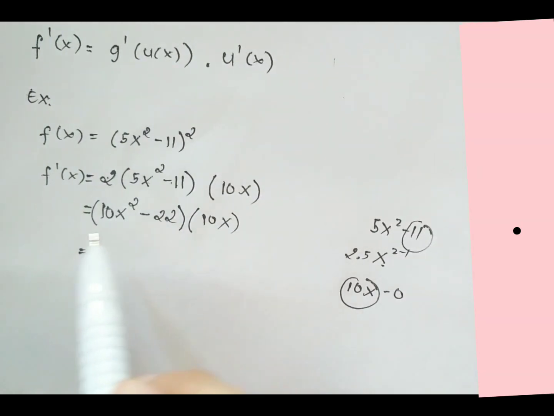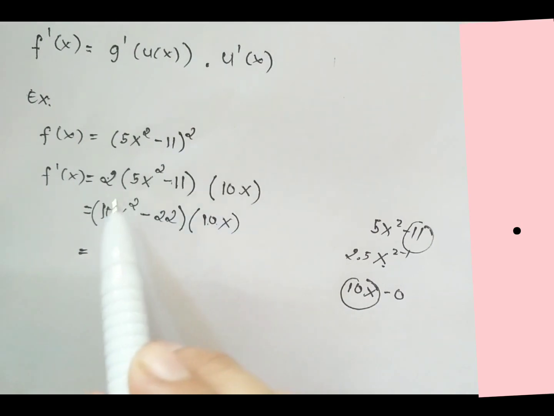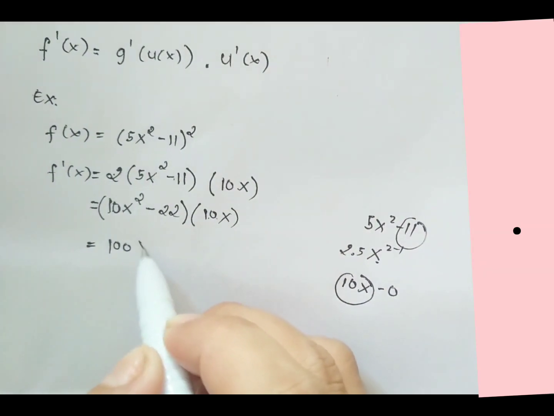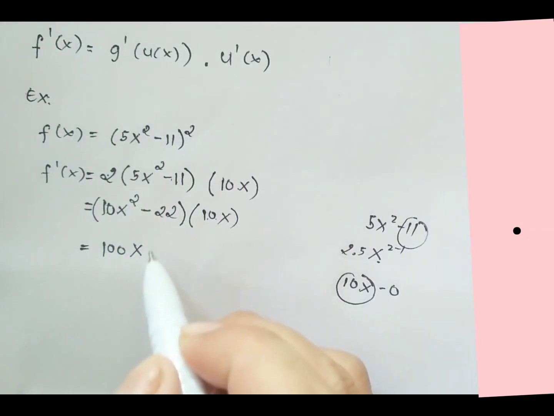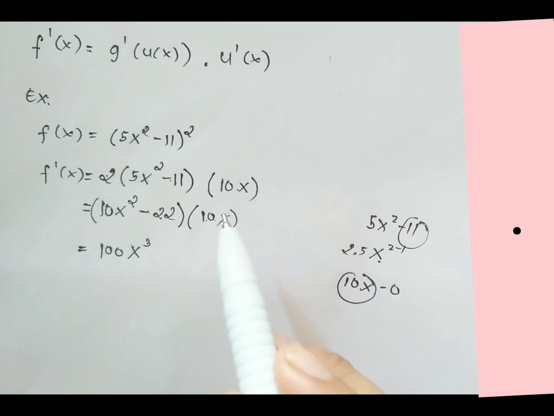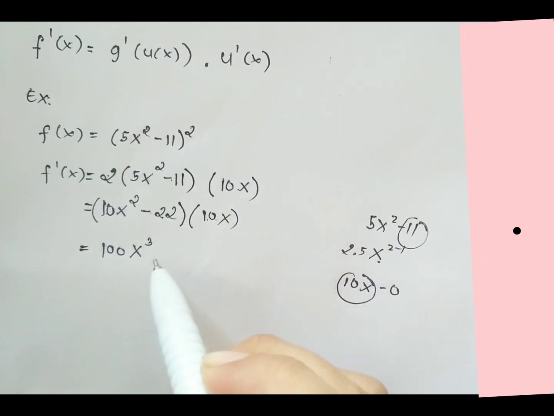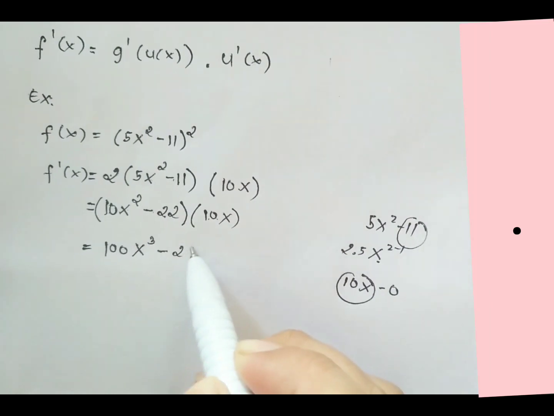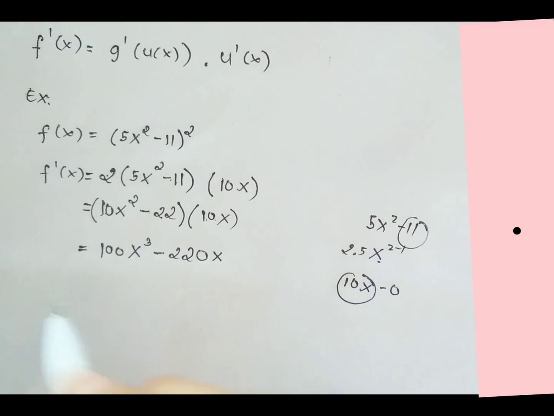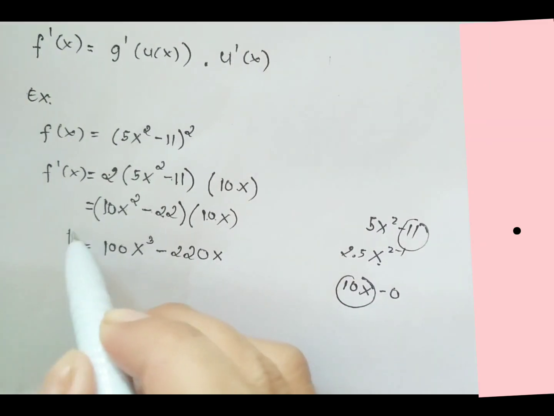Okay, now we multiply this one with this one. 10 times 10x squared gives us 100x squared times x, that is x cubed. Then negative 22 times positive 10x gives us negative 220x. So now we have our final answer.